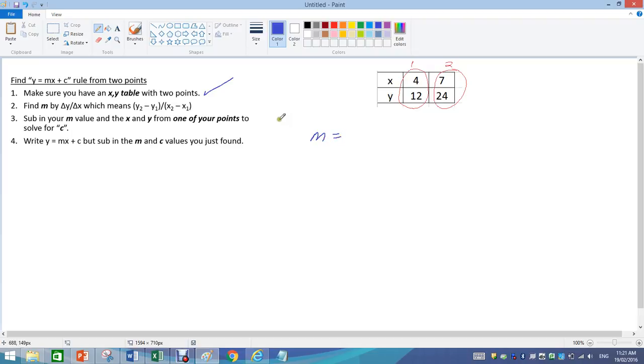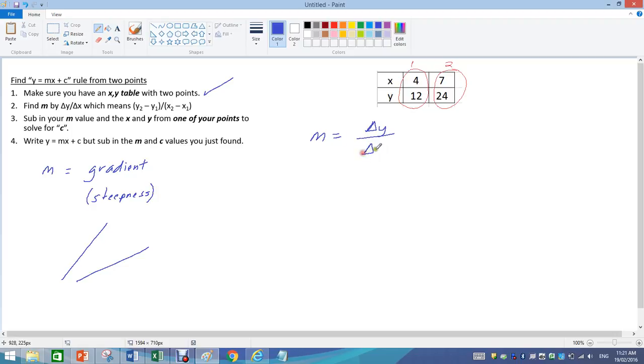So m is the gradient, and gradient just means the steepness. So all it means is how far up or down it goes when you go across. So that's a steep gradient, that's a pretty shallow gradient, etc. So how do we find the gradient? M equals the change in y over the change in x.